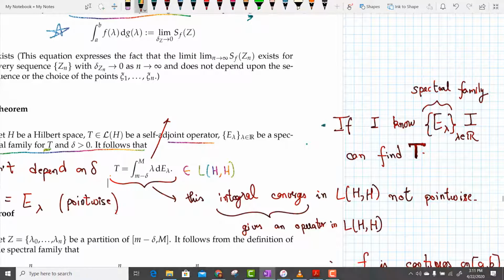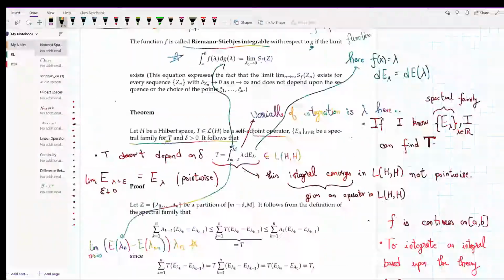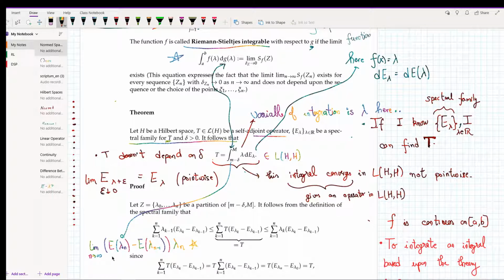So the essential idea behind this is I have a Hilbert space and I have a self-adjoint operator T, and if E_lambda is a spectral family for T, then T can be reconstructed in this way. The only thing I want to add here is that this lambda dE_lambda can be expanded in this form, and what next can be done is that this integral converges in L(H,H). So what it would give me is an operator in L(H,H), and this can be written like this here.